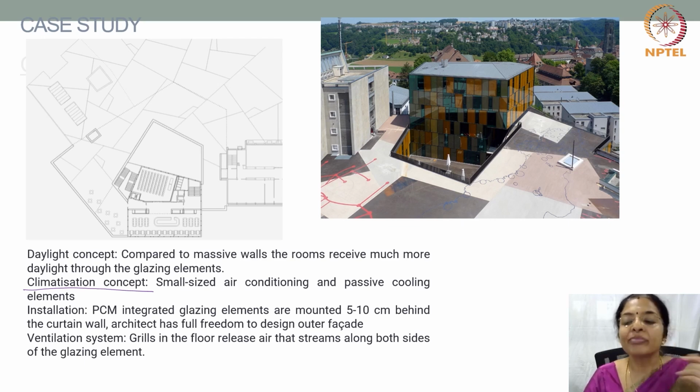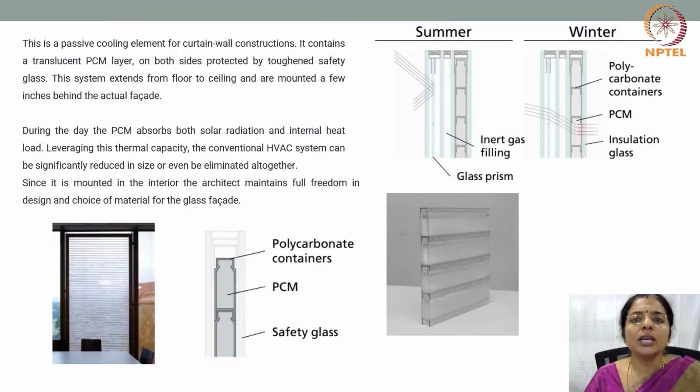Then the ventilation system comprises grills in the floor which release air that streams along both sides of the glazing element. So this is a passive cooling element for curtain wall construction. It contains a translucent PCM layer on both sides, which is protected by toughened safety glass. This system extends from floor to ceiling and is mounted a few inches behind the actual facade.